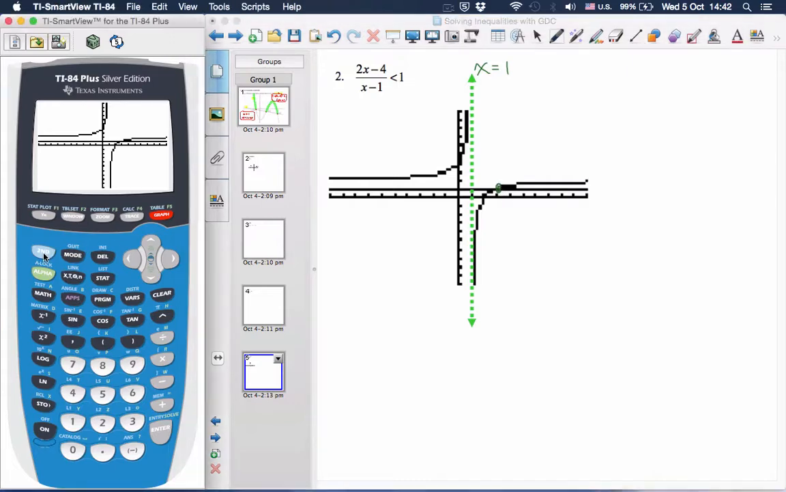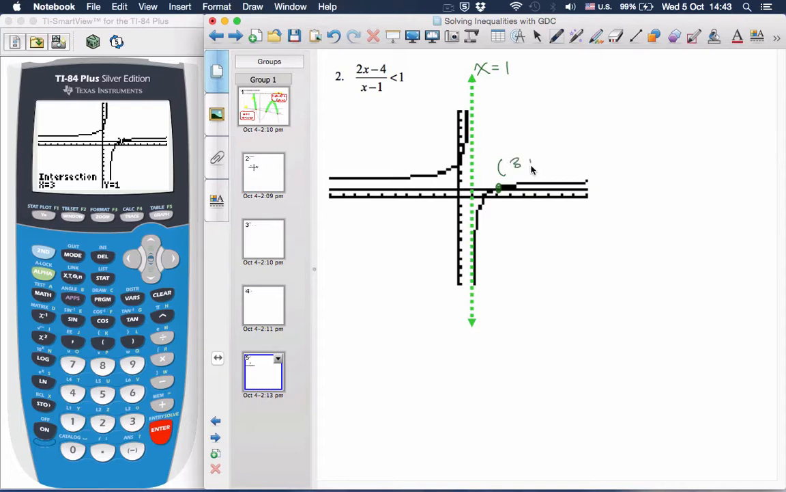Let's find that intersection. Second trace 5, enter, enter, enter. And it says, oh, no sign change. Let's go back. Second trace 5, enter, enter, and then maybe 3. 3 and 1. Okay, so I know all the important information and I can answer this question.